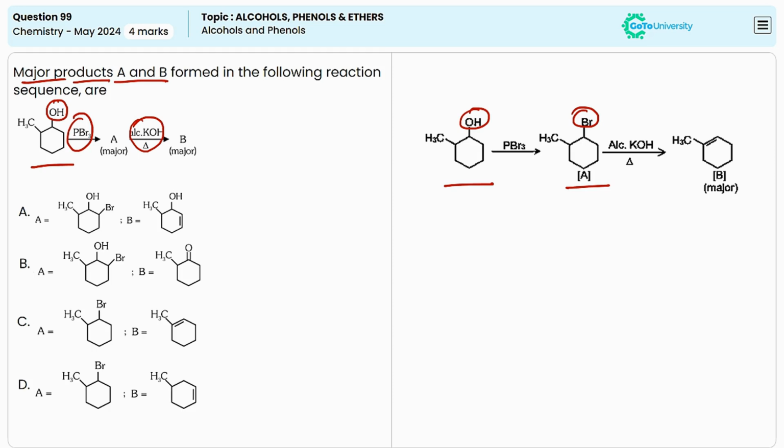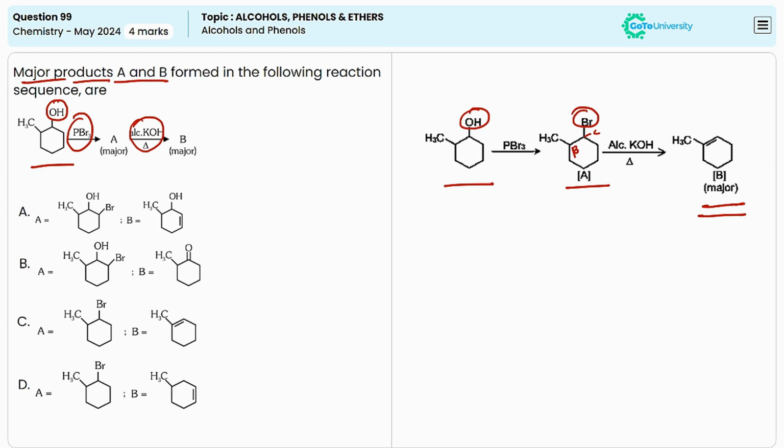So here we could see bromine is present on one carbon atom and the hydrogen will be eliminated from the beta carbon atom, and the product will be an alkene, that is the major product of the reaction. And this is a dehydrohalogenation reaction.